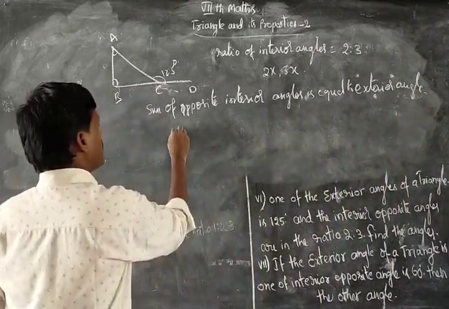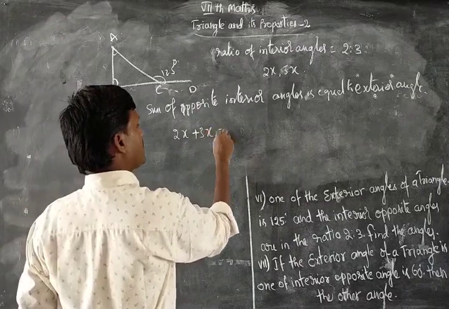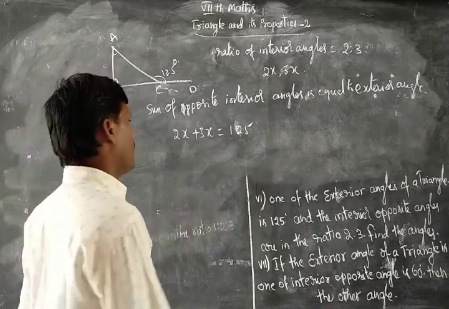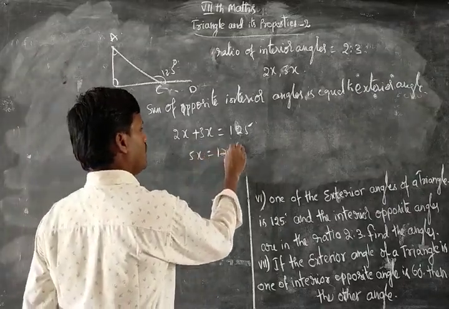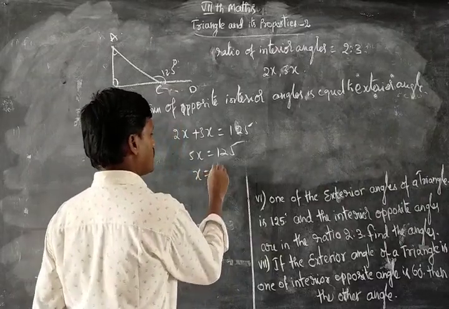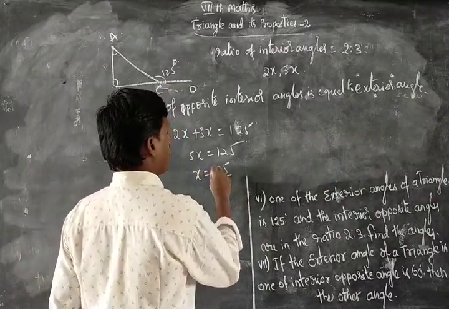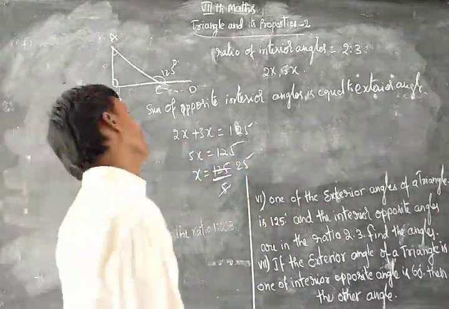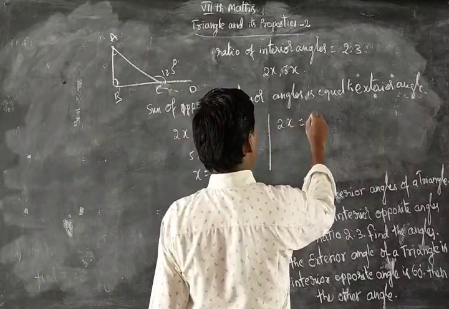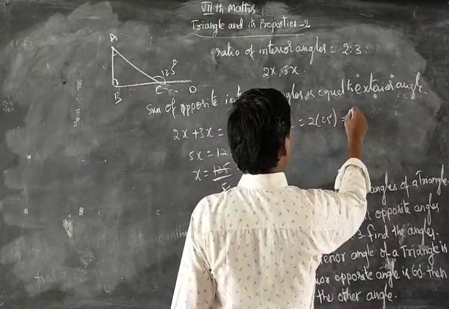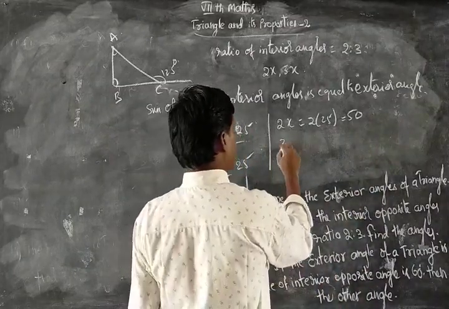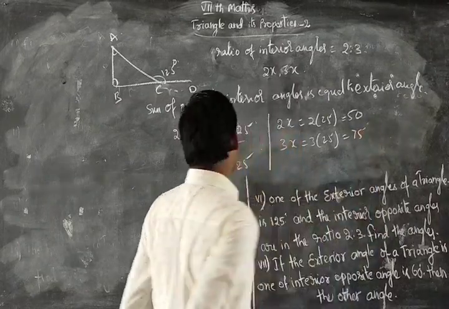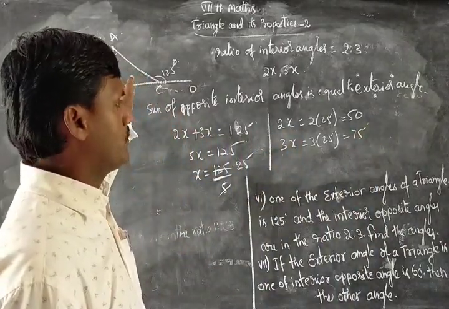So we can write 2x plus 3x is equal to 125. 2x plus 3x, 5x, is equal to 125. So x is equal to 125 by 5, which is 25. Then 2x is 2 into 25, which is 50, and the second one, 3x, is 3 into 25, which is 75 degrees. So our problem is solved. Next.